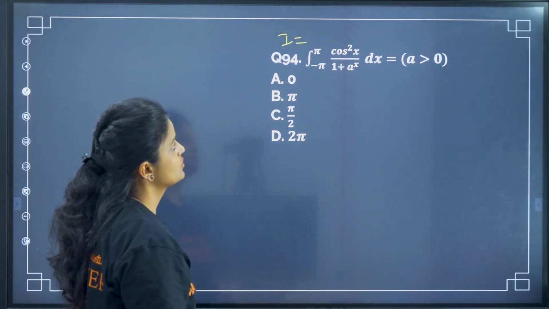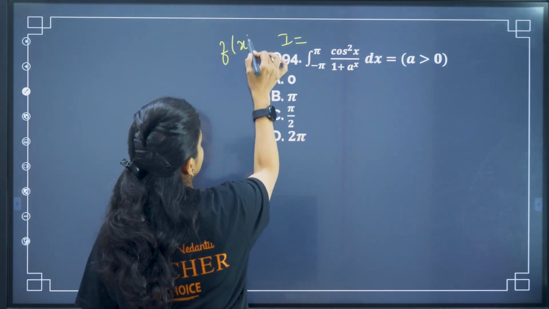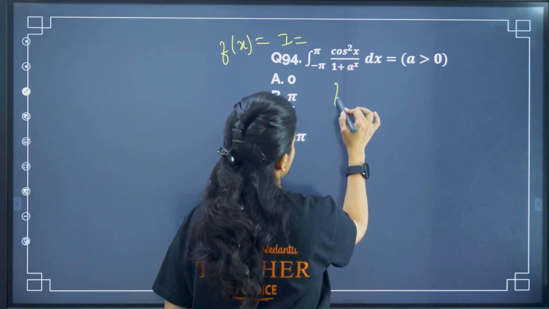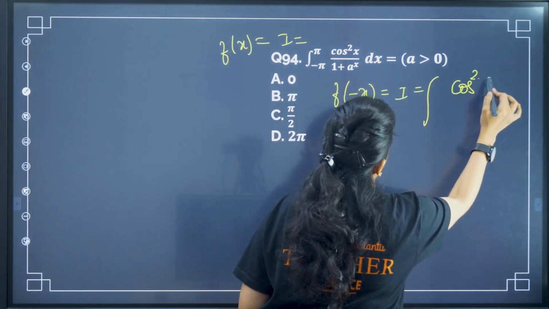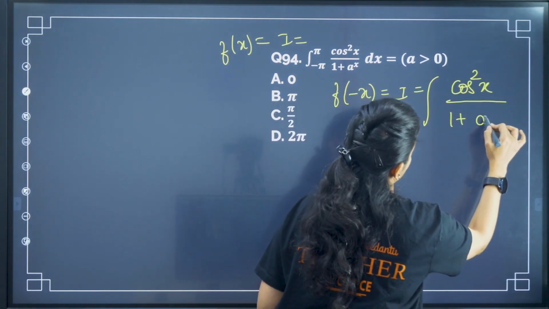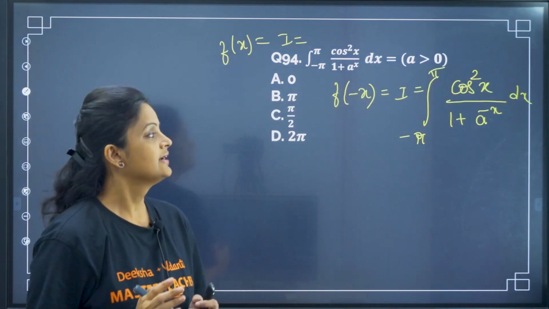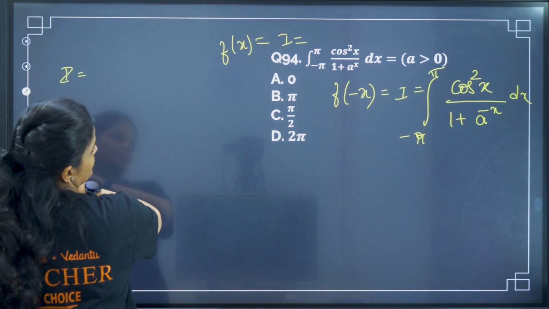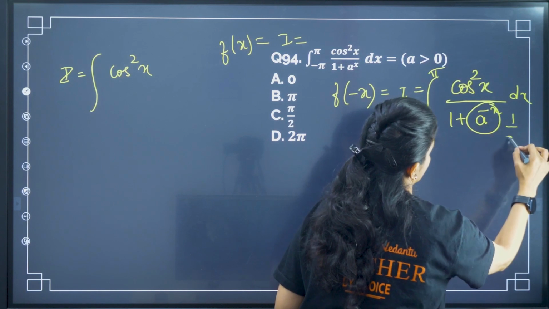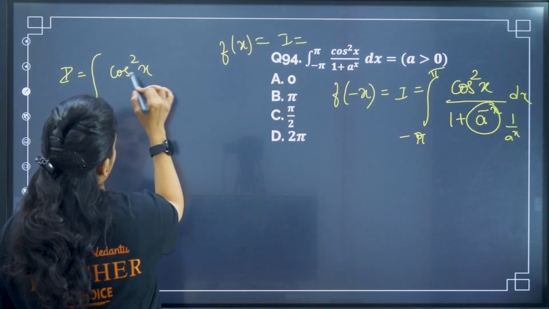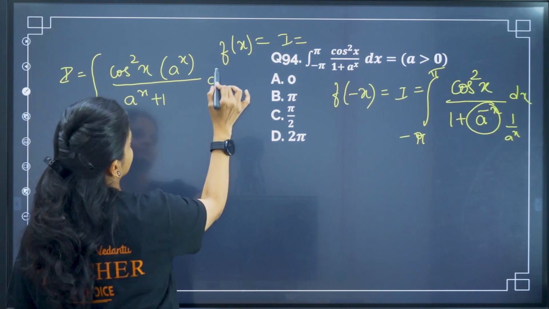Integration from minus pi to pi cos square x divided by 1 plus a to the power of x dx. Okay, if the question is taken as f of x, let's try taking f of minus x. Okay, let's see. cos square of minus x is cos square x only, and 1 plus a to the power of minus x dx from minus pi to pi. Is anything changing? Yes, it's changing. I is equal to cos square x, and this is actually 1 divided by a power x. Take LCM and send it to the numerator. I will get a power x here next to cos square x divided by a power x plus 1. Are you all getting this?